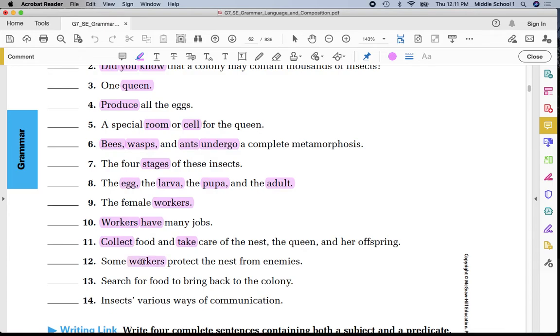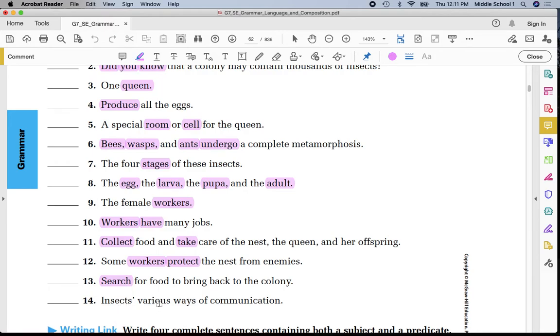Number 12, some workers protect the nest from the enemies. Workers, simple subject, protect, simple predicate. This is a sentence. On line 12, I put sentence. It contains the parts needed. 13, search for food to bring back to the colony. This is a simple predicate. It's missing the subject. On the line, I put S. Number 13 is a fragment.